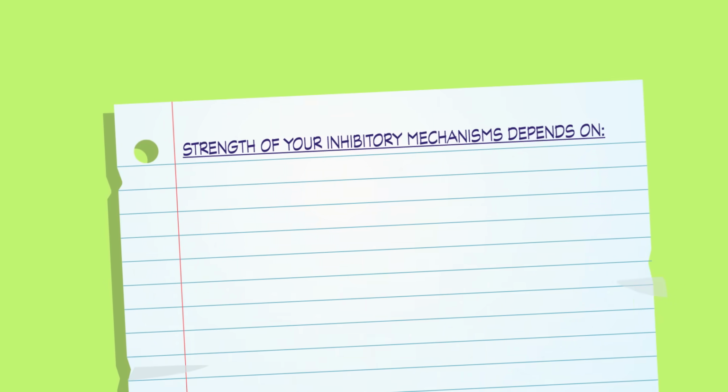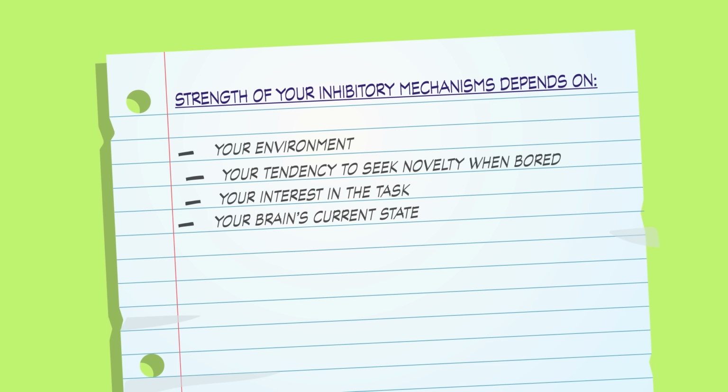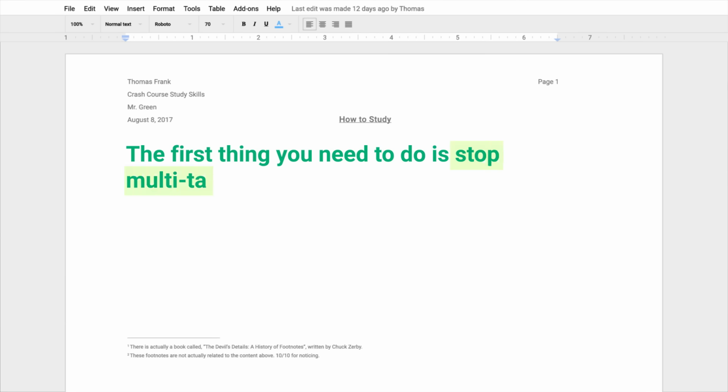Now, the strength of your inhibitory mechanisms, and hence your ability to focus on one task intensely, is variable. It depends on lots of different factors, including your environment, your personal tendency to seek novelty when faced with a boring or difficult task, your interest in the task itself, your brain's current state, which is dependent on the amount of food or fuel you've got, rest, anxiety, exercise, and a lot of different factors, and how long you've already been focusing your attention. With that in mind, let's look at several different things that you can do to strengthen your attention muscle and also give it as much ammunition as it can get to focus well on whatever task you need to finish.